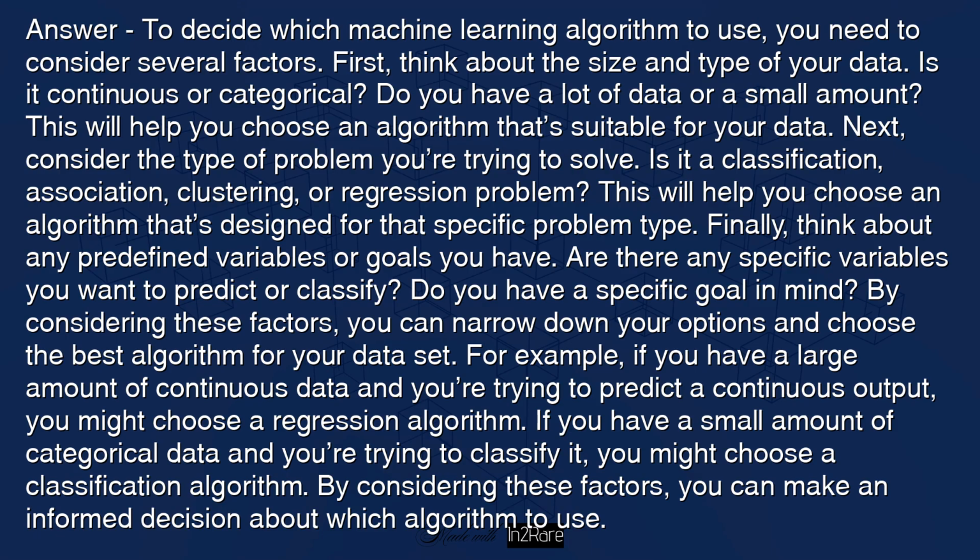For example, if you have a large amount of continuous data and you're trying to predict a continuous output, you might choose a regression algorithm. If you have a small amount of categorical data and you're trying to classify it, you might choose a classification algorithm. By considering these factors, you can make an informed decision about which algorithm to use.